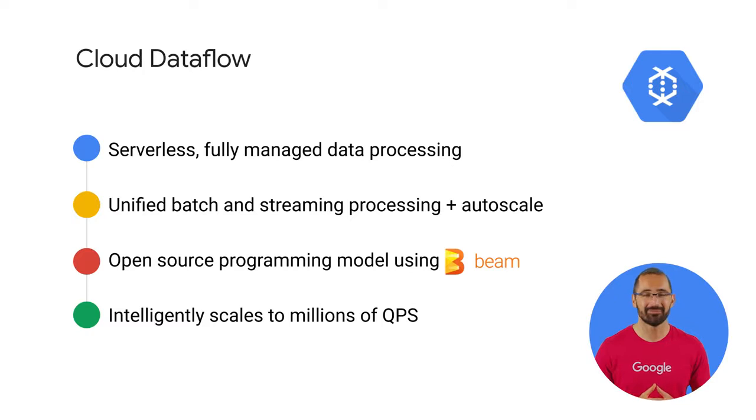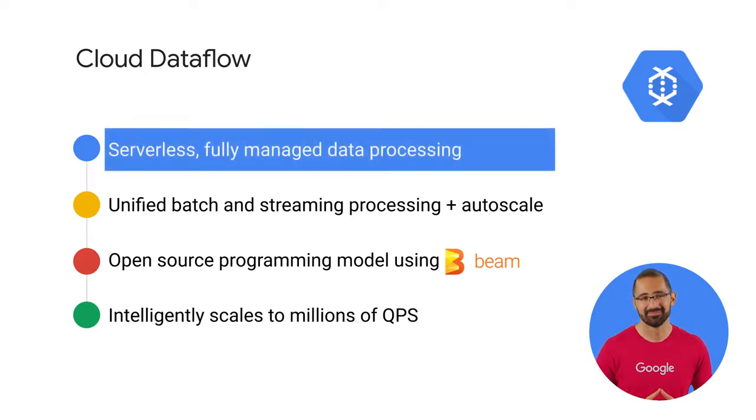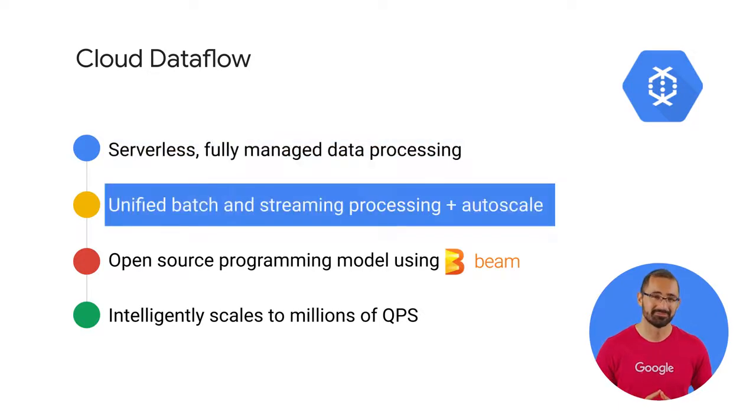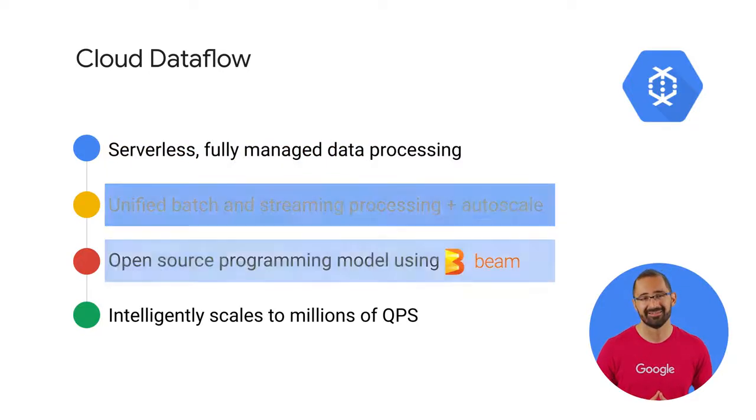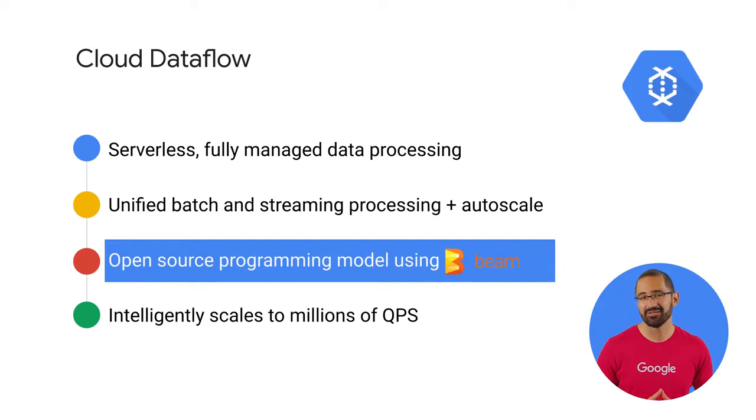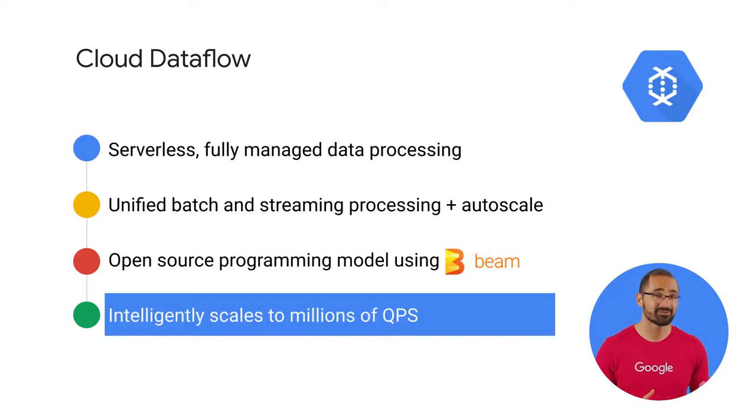Here's a quick recap of Cloud Dataflow. It's designed to be easy to deploy your pipeline and have it just run. It's serverless and fully managed. The same code can do both batch and streaming at scale. It's built on Apache Beam's open source programming model. And it can auto-scale, auto-heal, and rebalance to millions of queries per second.